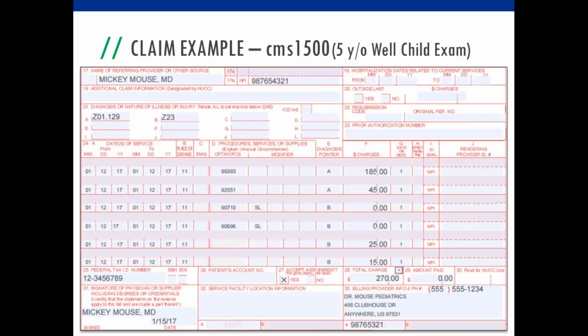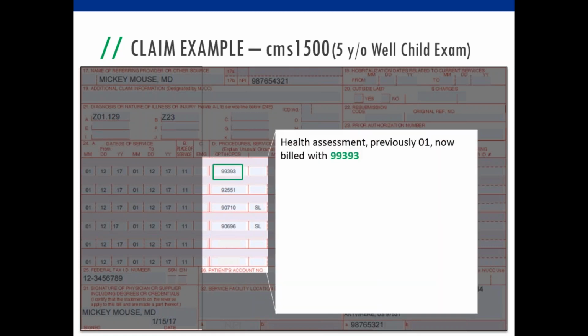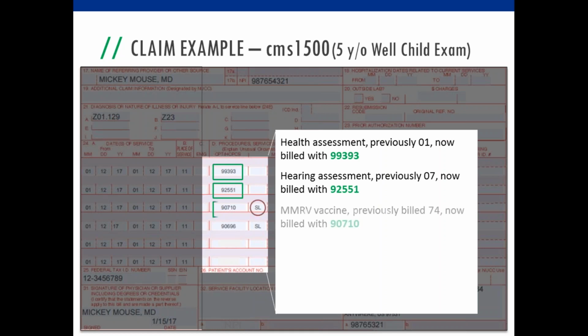Let's take a look at an example of what a CMS 1500 claim form would look like. This is for a 5-year-old well-child health assessment. We have the health assessment, which was previously billed with CHDP code 01, that is now billed with CPT code 99393. The hearing assessment, which was previously billed with 07, is now billed with CPT code 92551.